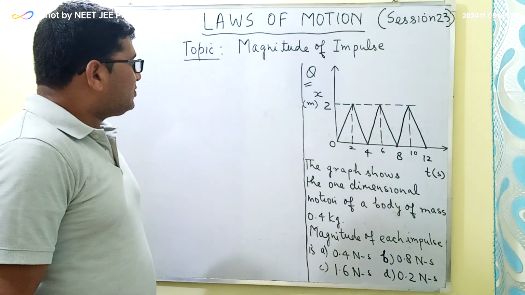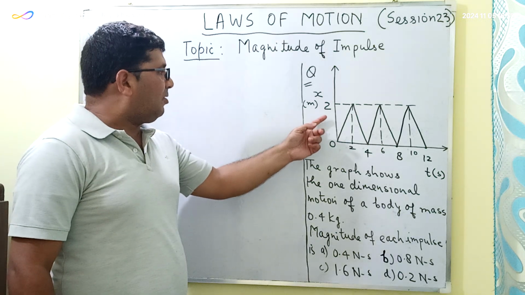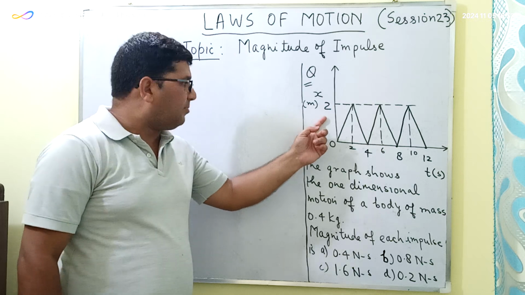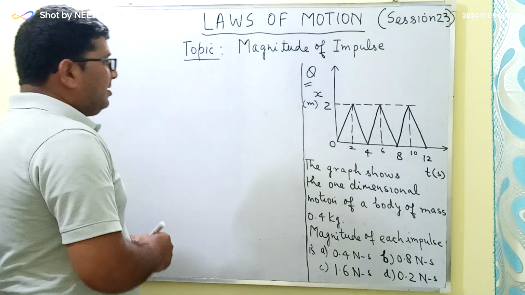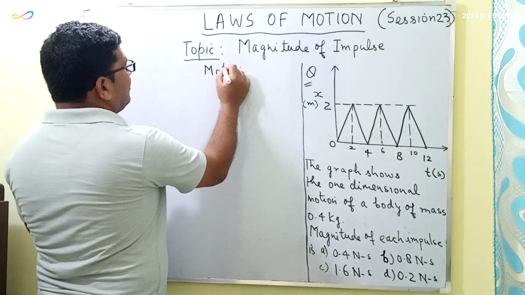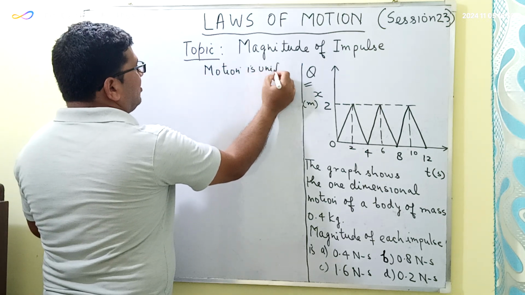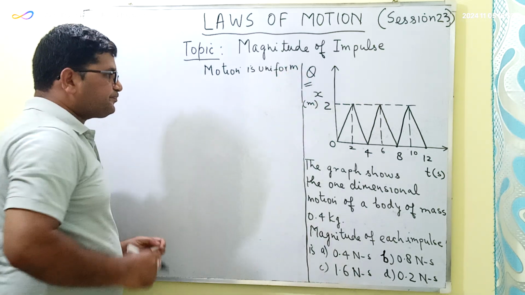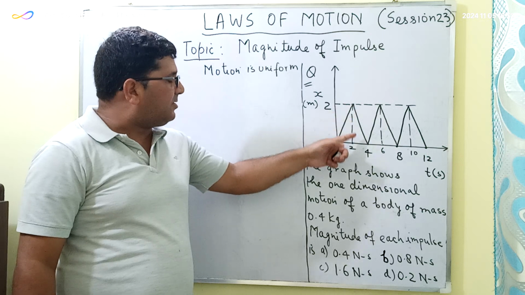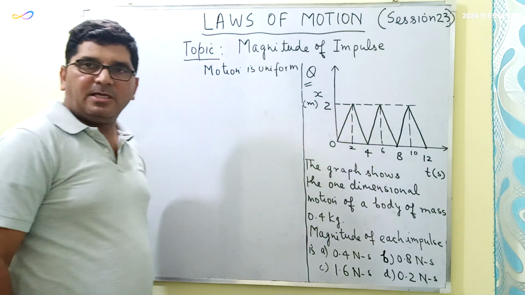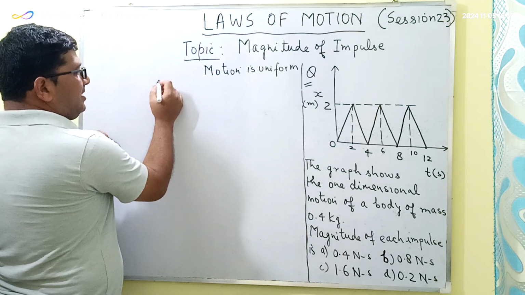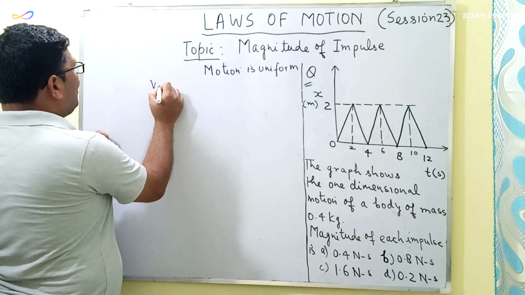So from this graph we can easily conclude that the motion is uniform because the graph is a straight line. Now second point is that due to the impulse, the direction of the velocity is getting reversed after a fixed interval of time. So in this case, we will first of all be finding the initial velocity, or can say the velocity before impact.